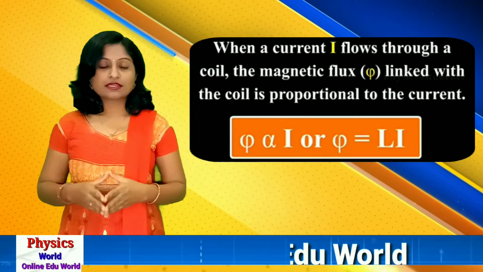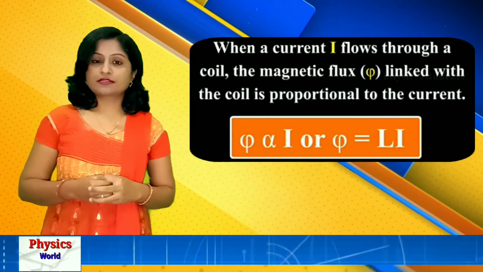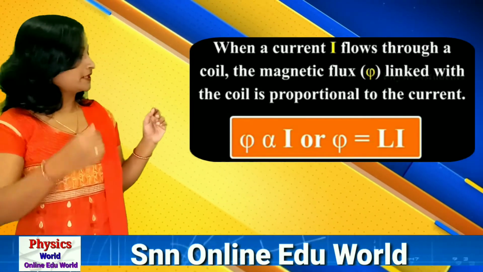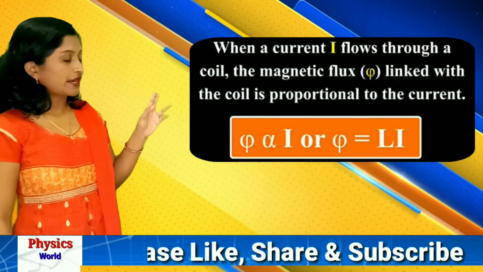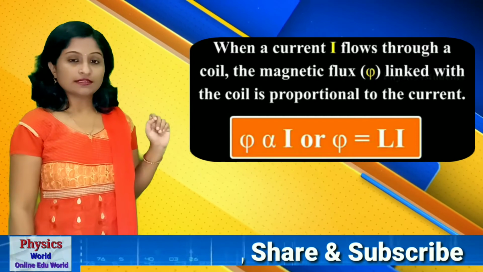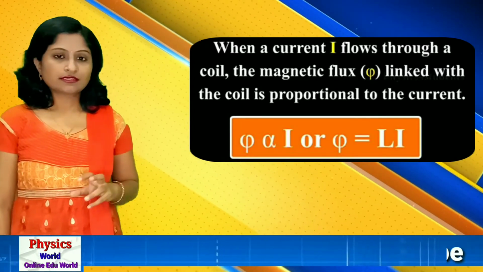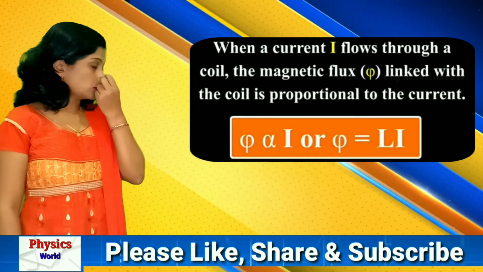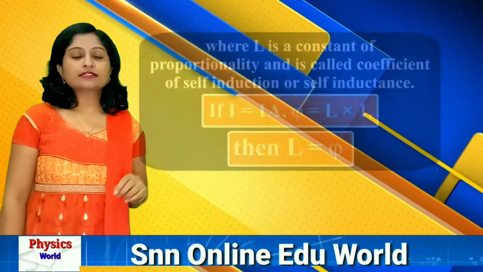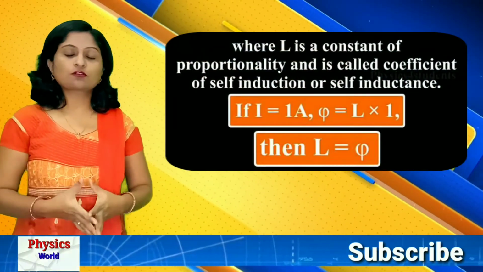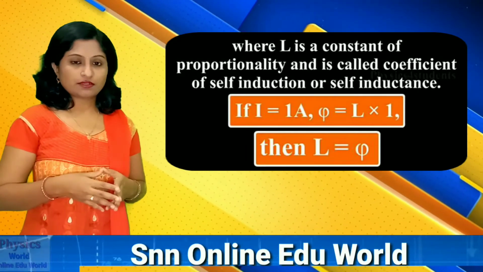That means the magnetic flux linked with the coil is directly proportional to the current. Okay, so that magnetic flux and current relation we can write in the form of an equation: phi, flux, is proportional to I, current. Now we can replace the proportionality sign with a constant L. So phi is equal to L into I, where L is the coefficient of self-inductance. It is the constant of proportionality here and it represents the coefficient of self-inductance.